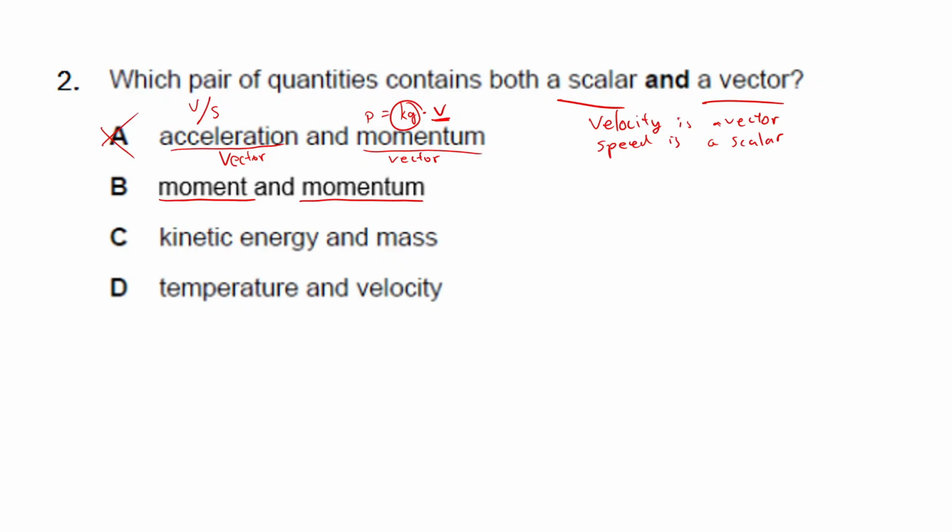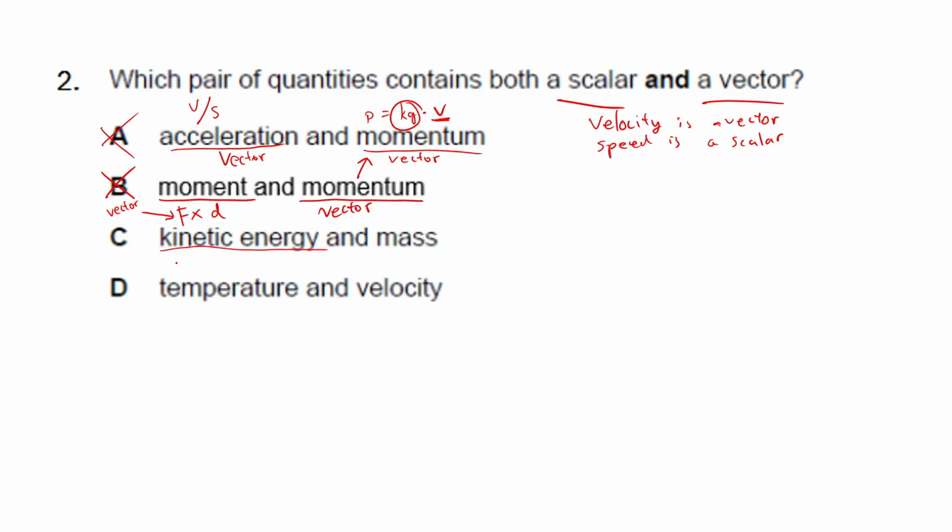So moment, if you remember, is force times the distance. We know that force is a vector, I'm pretty sure, because it tells you which direction it's going in. For example, if you're going forward, you might say it's positive. If it's negative, then it might be going the other way. Then we have momentum, and we derived this before, so we know that this is also a vector. So both of these are vectors, so it's most likely not this.